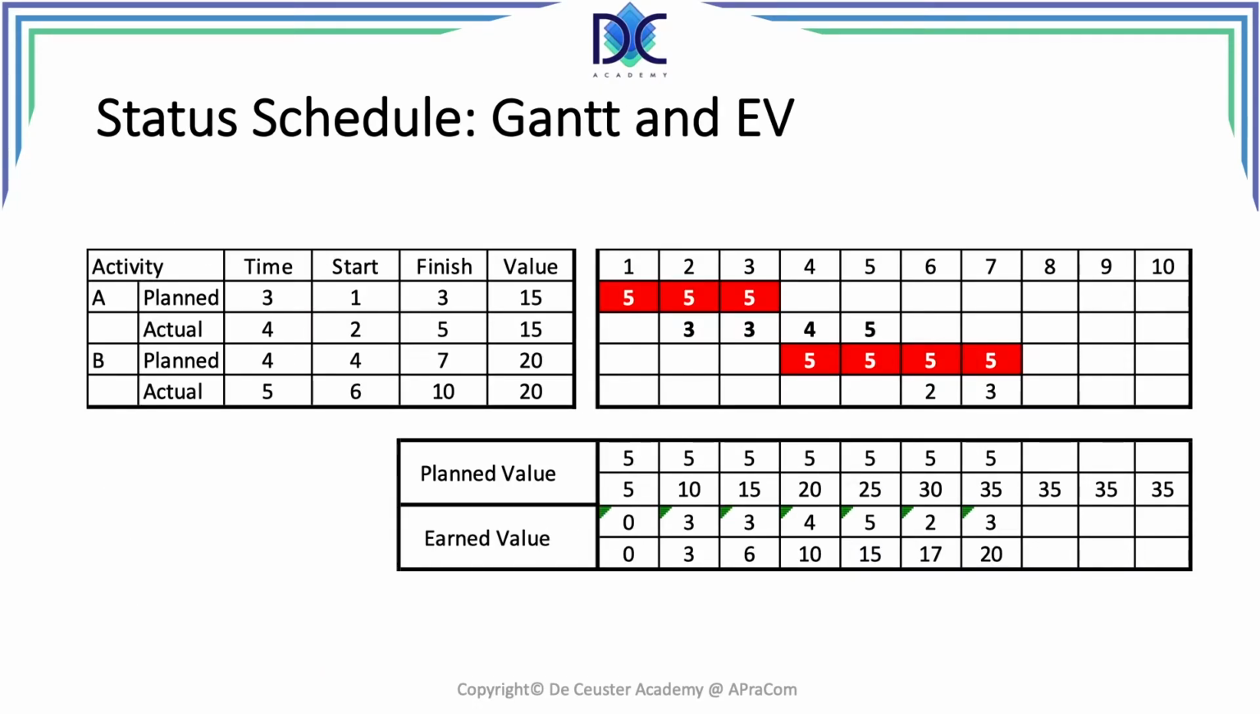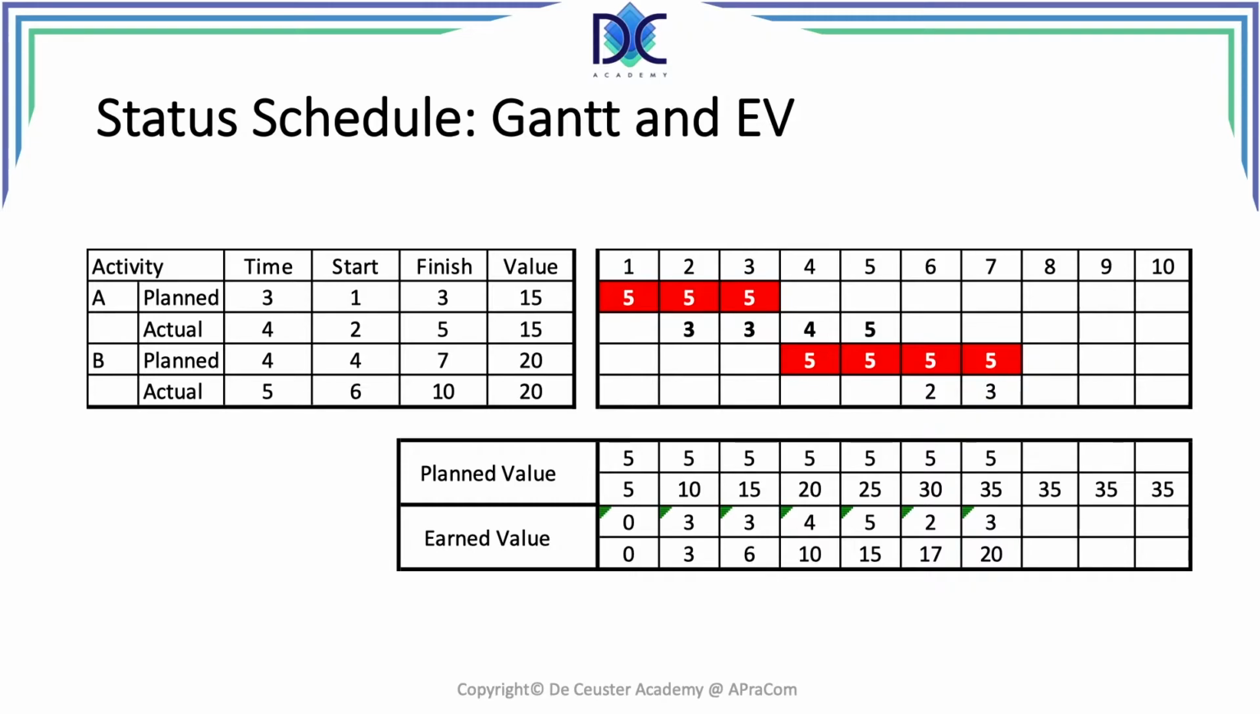When we look at these elements in a Gantt chart and calculate the earned value, we find here on the left-hand side the two activities A and B with their planned times and their actual times. The planned times are given in red. We look from period 1 to period 7, and we see that activity A started later, in period 3, and it took one period longer than estimated or planned at the beginning. But the total earned value of activity A is still 15K.